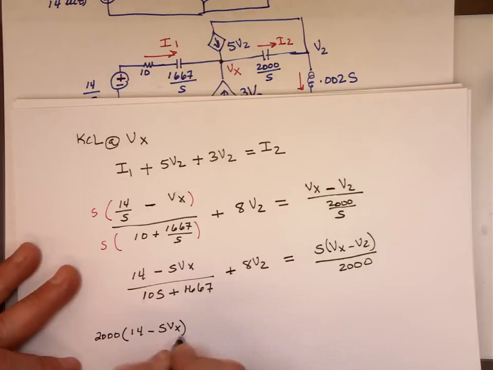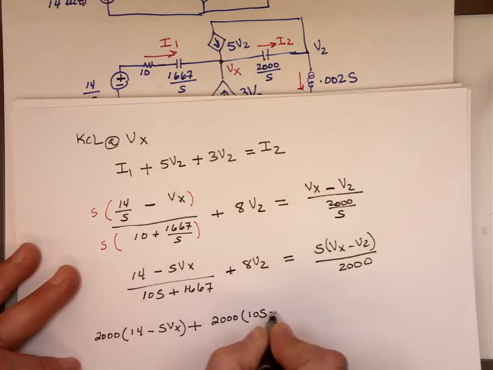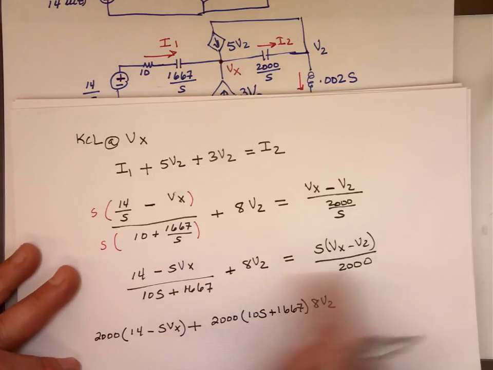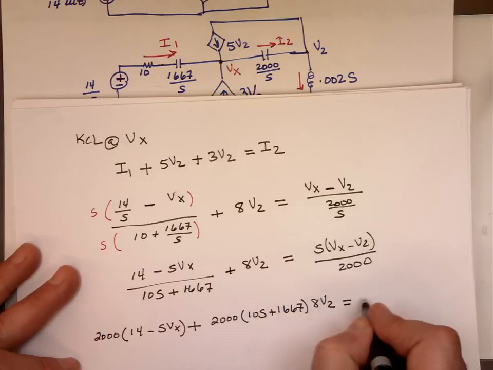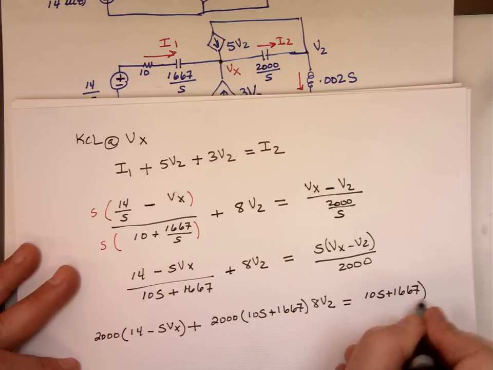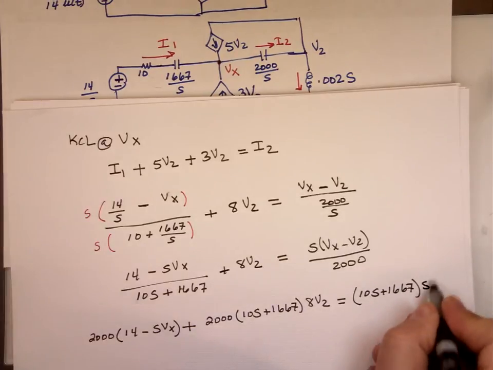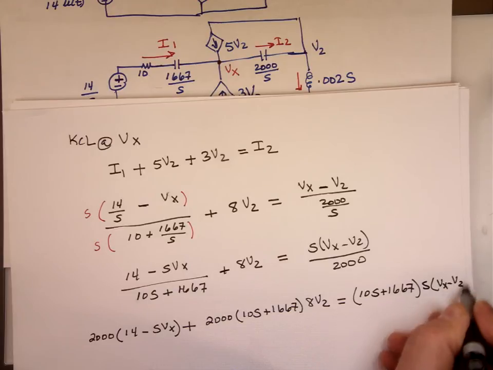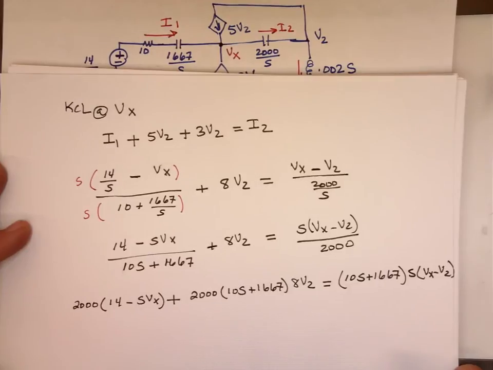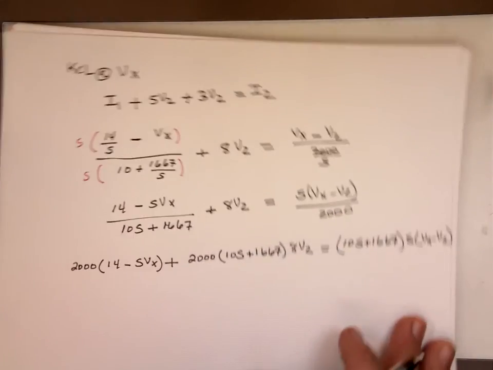plus 2,000 times 10S plus 1,667 times 8V2, because that's your LCD, equals 10S plus 1,667 times S times Vx minus V2. I don't know how much nicer this looks now, but still looks ugly. I just don't want to have to go through that. I guess I don't have a choice here.